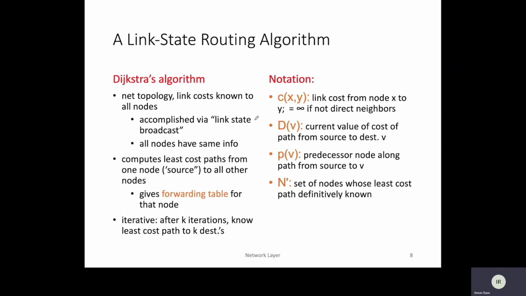So let's talk about the first class of algorithms, called link state routing algorithms. As we have discussed earlier, link state routing algorithms are global in nature. Means here every router has a complete information of the topology. A router knows how to reach all the other routers in the network, right?